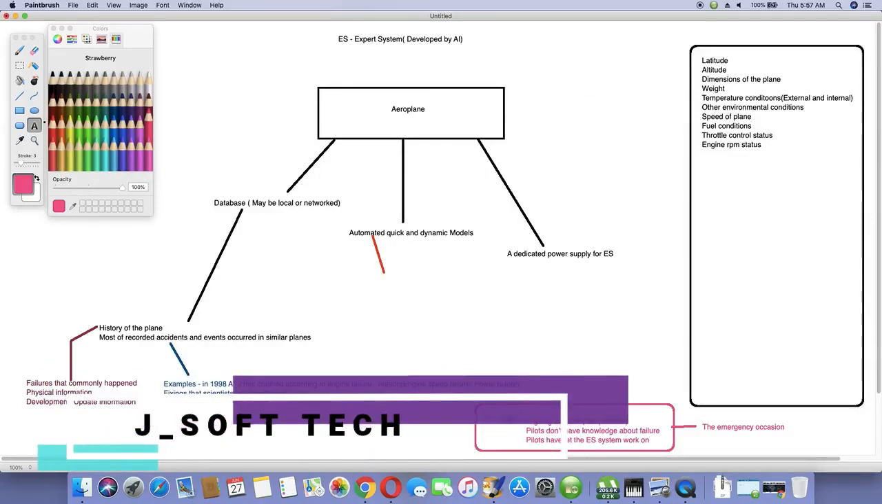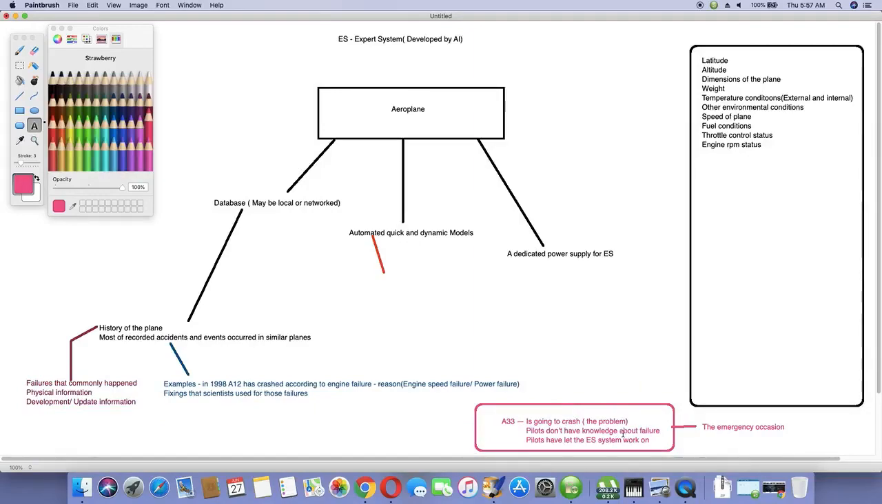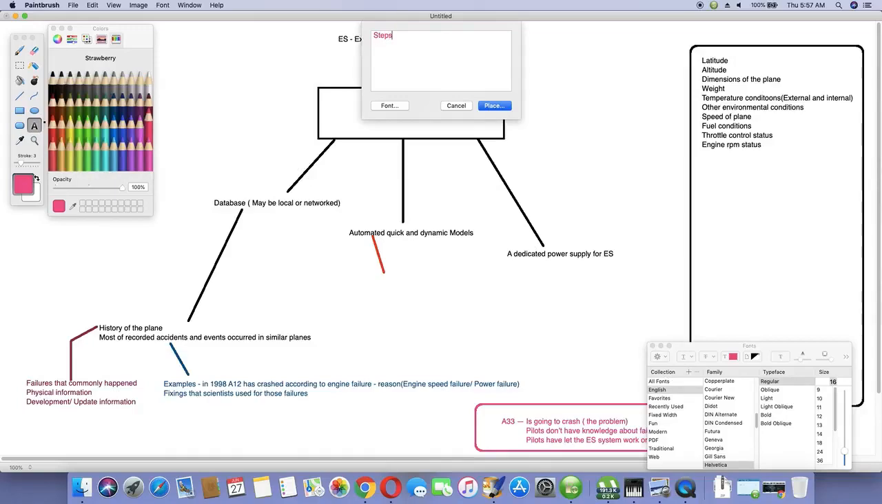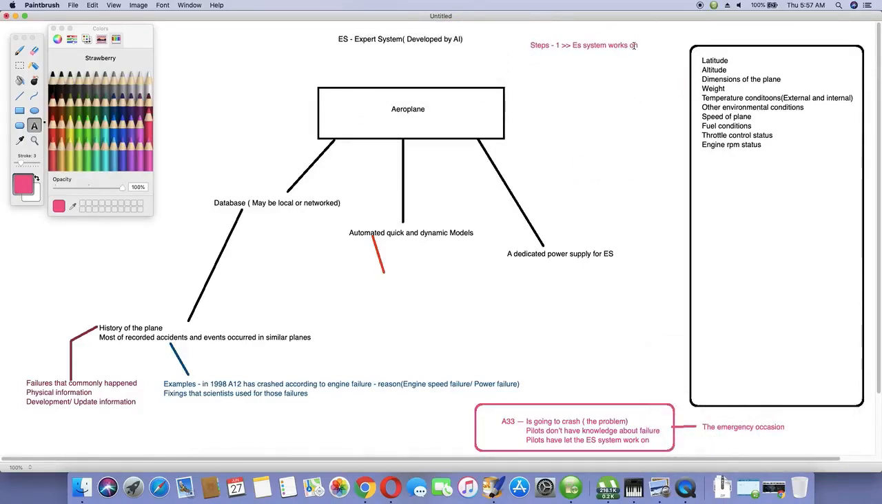Now, the A30 is grounded, so the ES system works on, and I'll make you the steps. Step 1: the ES system works on. Step 2: now the ES system needs to determine what the problem is.